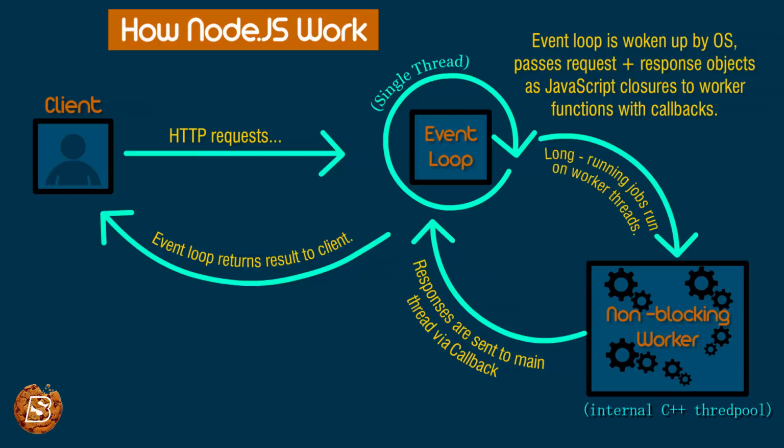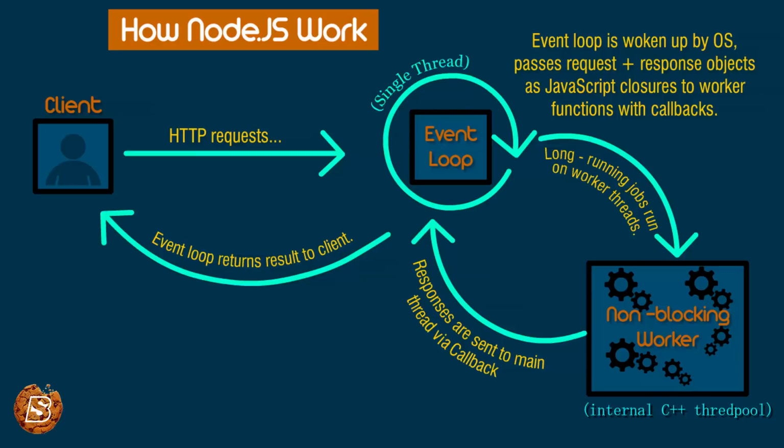Now the event loop is single threaded, and when we have longer running jobs, they are run on worker threads, which are basically non-blocking workers. Once the process is completed, the callback is sent from the non-blocking worker to the event loop, and from the event loop to the client. Once the callback is received at the client end, the client then presents that same data in our browsers.